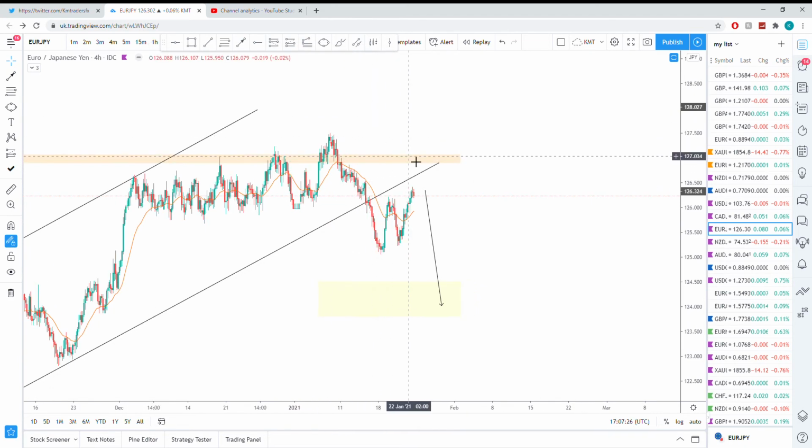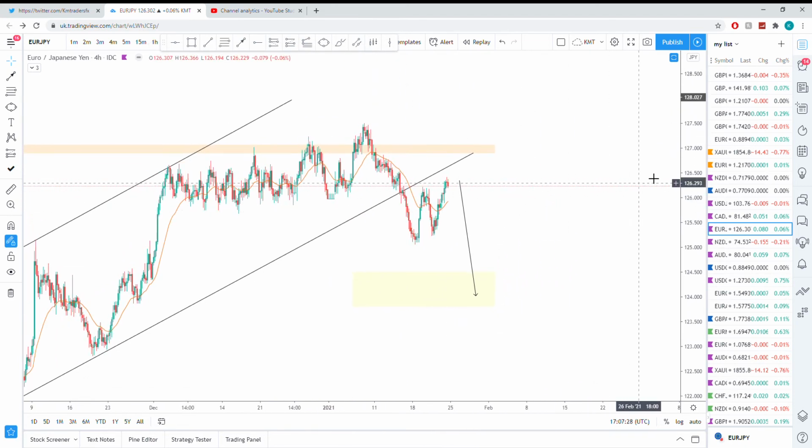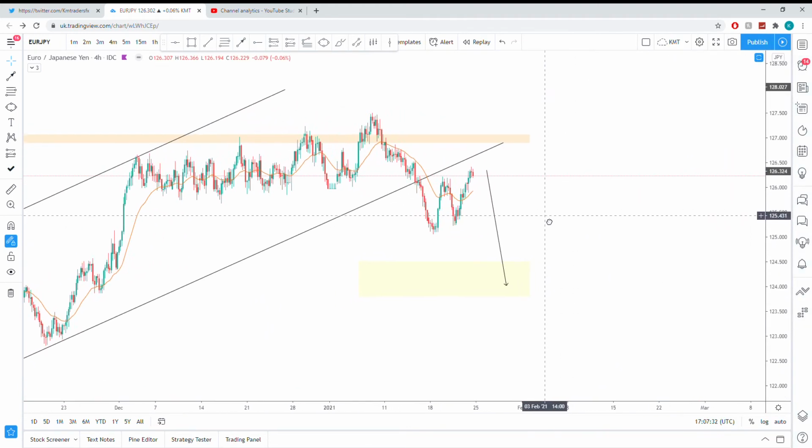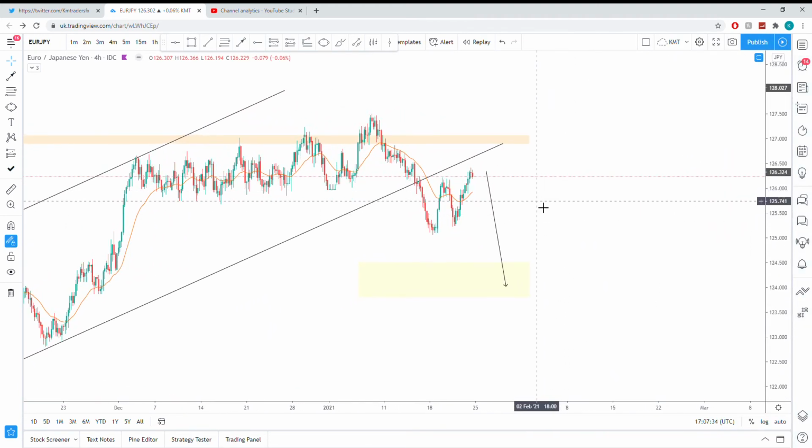So if we come above this zone, I will be cautious of any. We'll be looking for any bullish momentum, but for the time being, I think we are capable of pushing lower. So I will be keeping an eye out for this pair and see if we can trade through it.